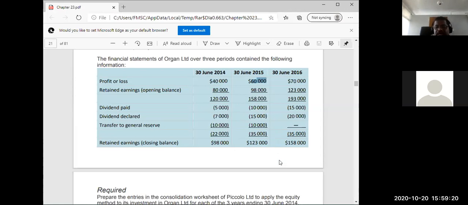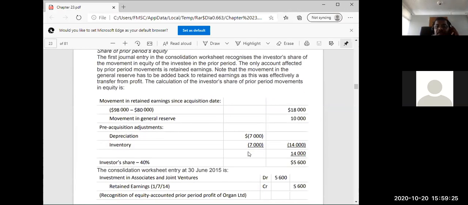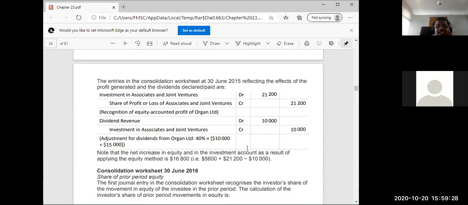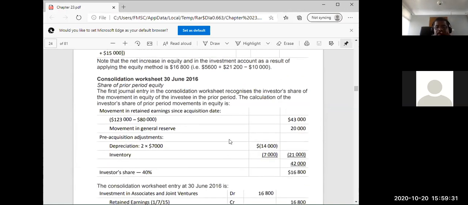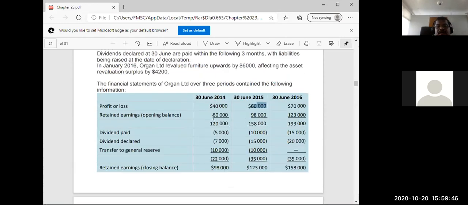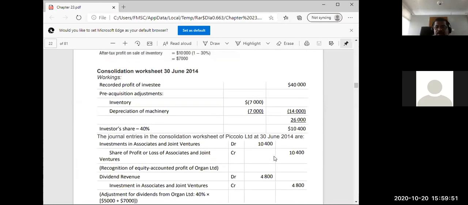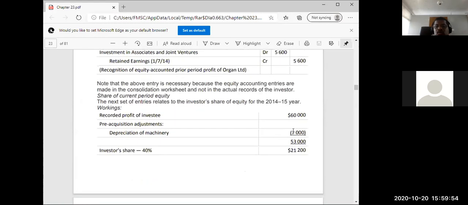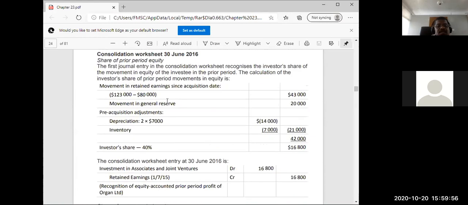Anyway, so you take the opening retained earnings, as I told you, the difference. So the difference is very clear, no need of taking more time. 123,000 minus 80,000, that is 43,000. Is it clear? And you can remember the movement in general reserve here, 20,000. Why is it 20,000? Because it is 2 years. 10,000 here and 10,000 here. That is 20,000. So you take the 20,000, right? Movements in general reserve.